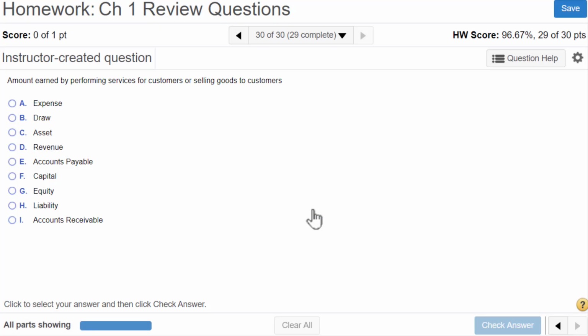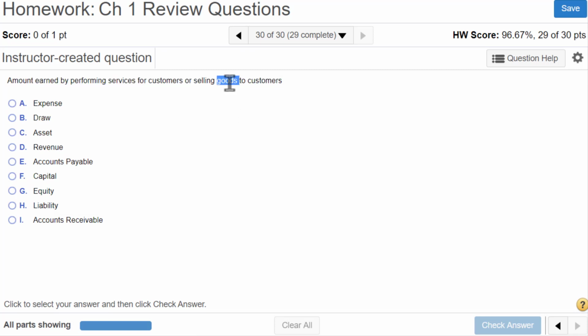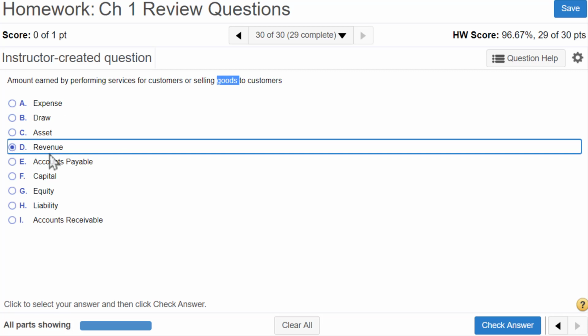And lastly, what do you call the amount earned by performing services for customers or selling goods to customers? So once you sell a service or a good, now remember goods just means products. Goods is an old way of saying products. So another way to say this is amount earned by performing services for customers or selling products to customers. So when you sell something, what do you record? Revenue. Even if you don't get cash for it yet, you still record revenue. So when you sell something, you're either going to record cash or you're going to record accounts receivable. And then of course you record revenue.